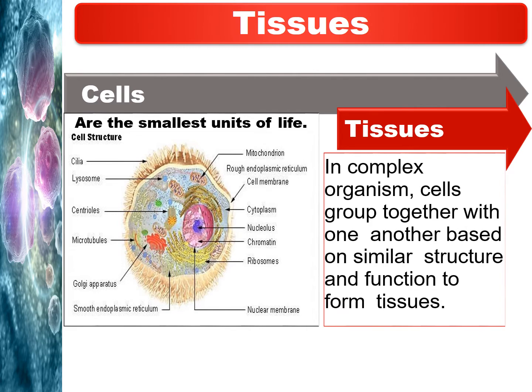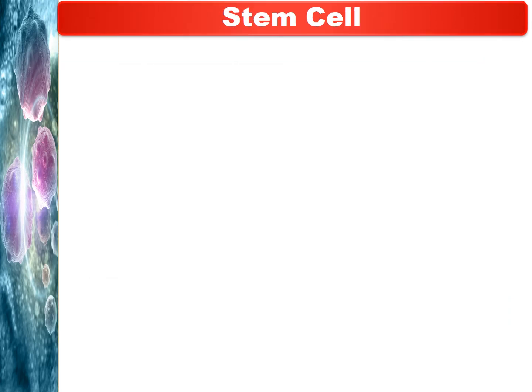If you see, in a complex organism, cells group together with one another based on similar structure and function to form tissues. Actually, at the tissue level, tissues consist of similar types of cells. So in short, we can say a group of cells with similar structure and function is called a tissue. So we learn that tissues are groups of cells.